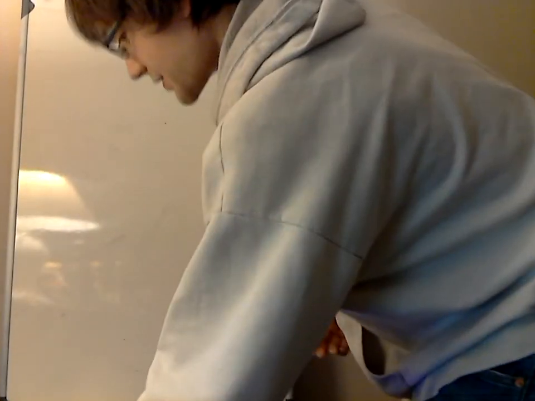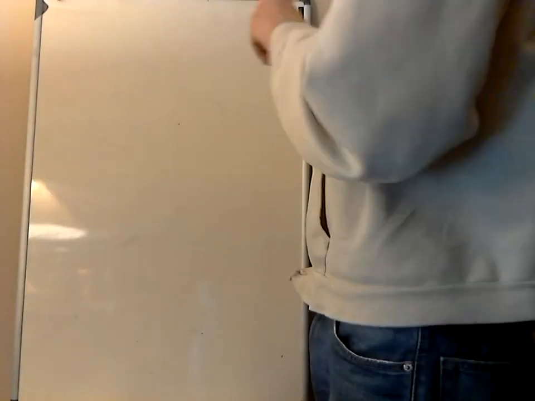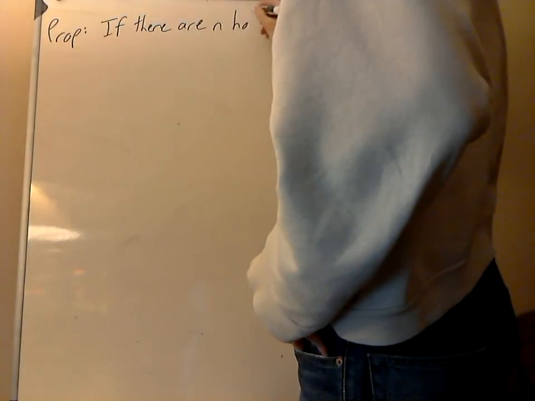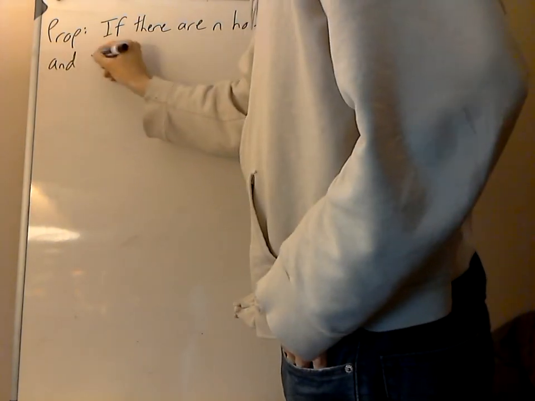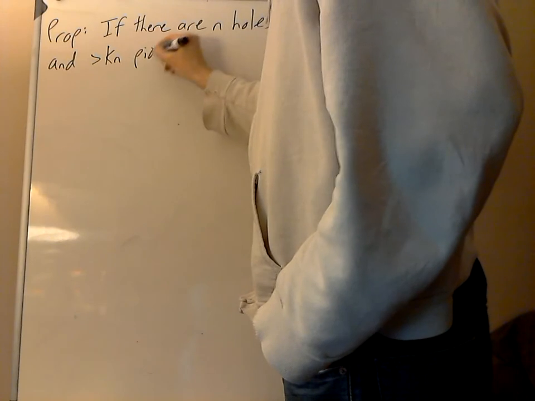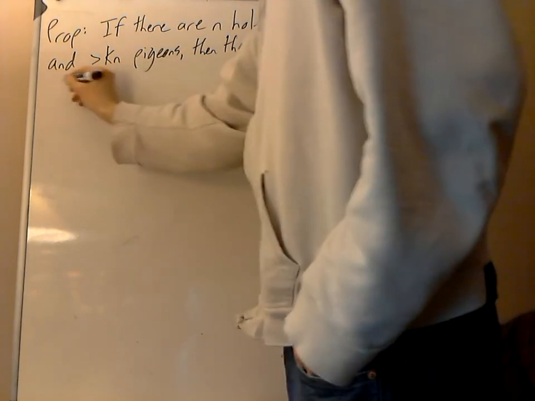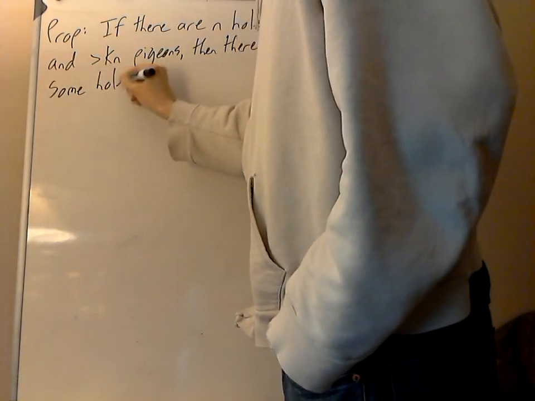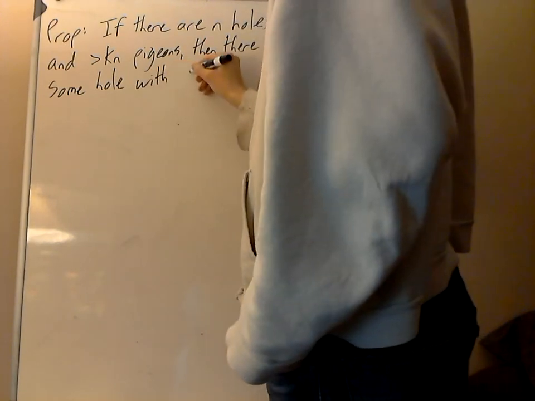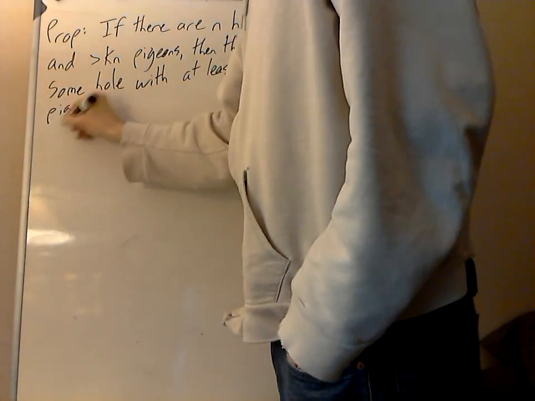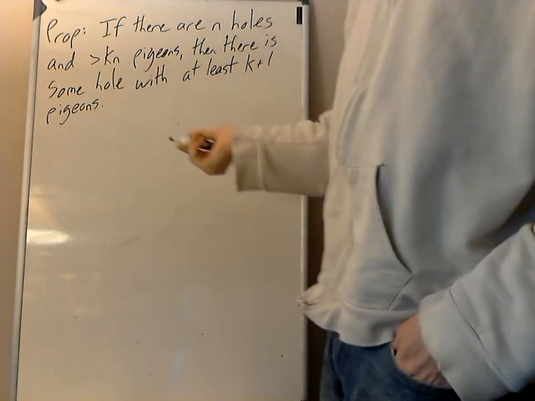Next, I'll present a natural generalization of the pigeonhole principle. It very simply says that if there are n holes and more than kn pigeons, then there is some hole with at least k plus 1 pigeons. And this makes perfect sense.